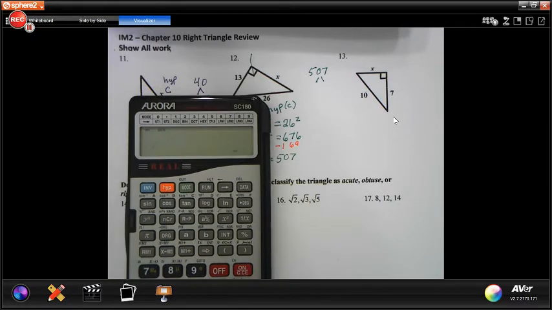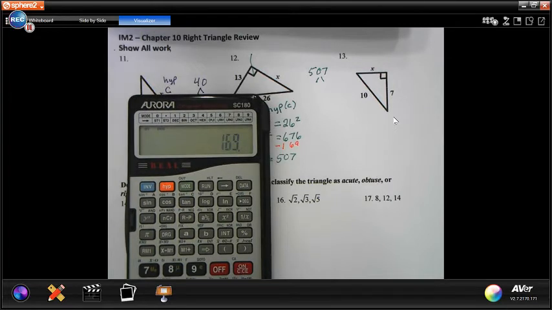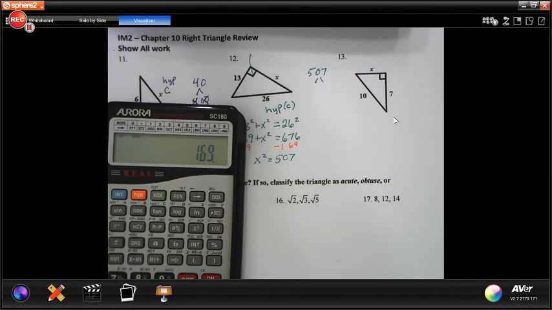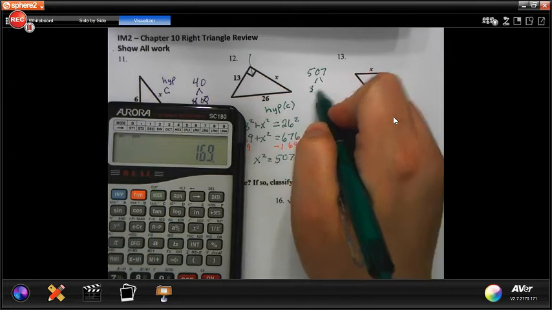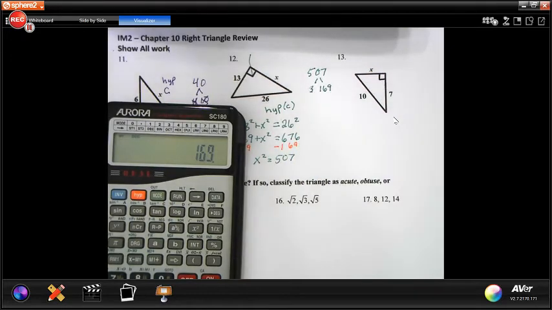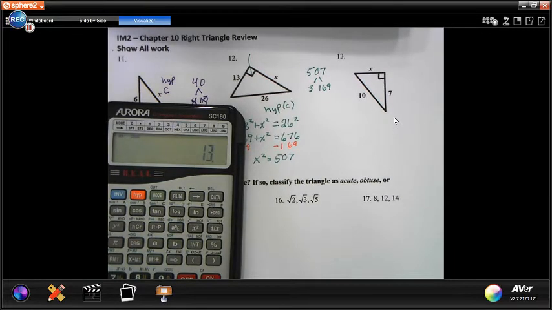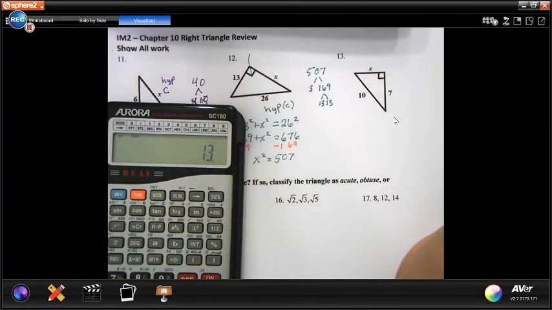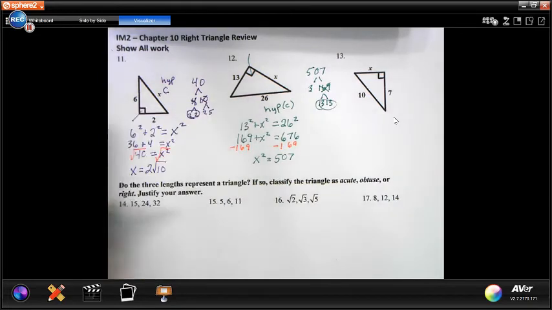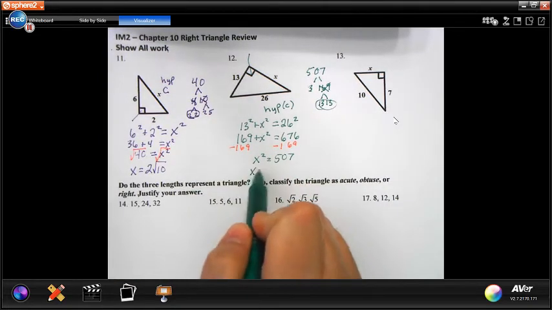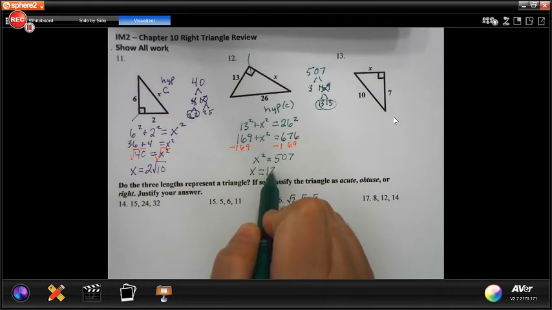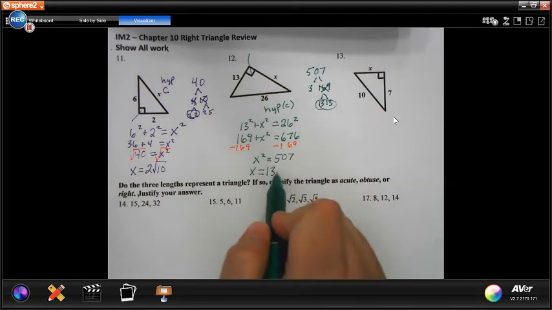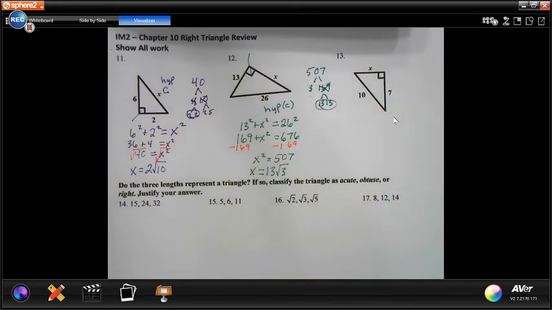507 divided by 3, I get 169. And 169, that's the number I just had. If I divide that by 13, I get 13. So that's 13 times 13, which means I have twins. Twins break out. So I get x equals 13. And then this 3 that did not have a twin is left behind.